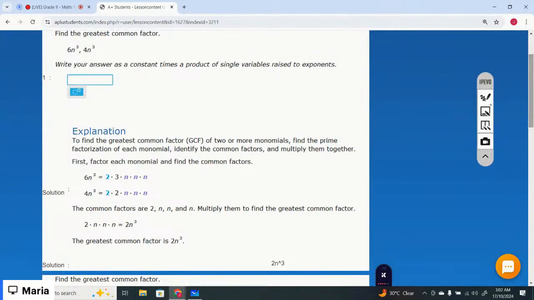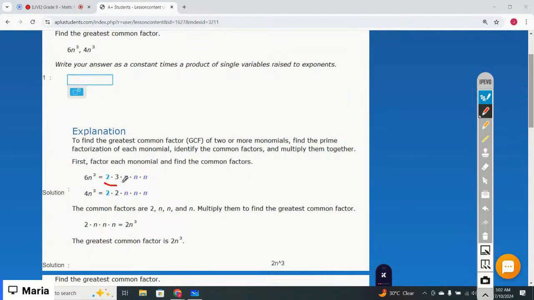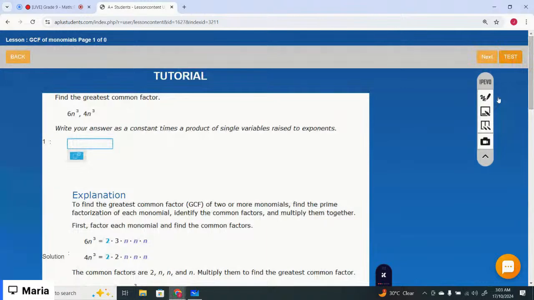For example, you have 6n cube and 4n cube. You can write it as 2 times 3 n, then you have 2 times 2. You have to see the common things, right? So 2 is common, and here you have 3 and here you have 3, and n is common. That means the greatest common factor is 2n cube. Got it? The correct option is 2n cube. Let's just start with the test questions.